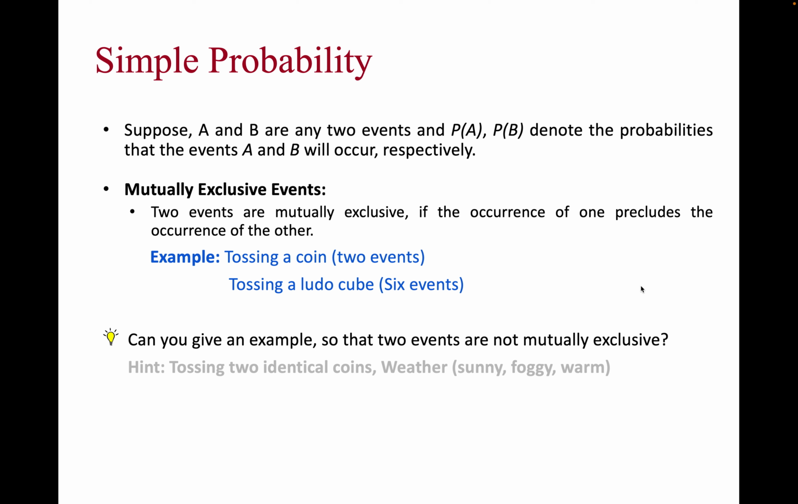Mutually exclusive events. Two events are mutually exclusive if the occurrence of one precludes the occurrence of the other. Example: tossing a coin, two events. Tossing a dice, six events. Can you give an example so that two events are not mutually exclusive? Hint: tossing two identical coins.